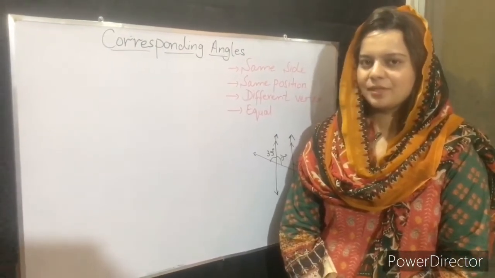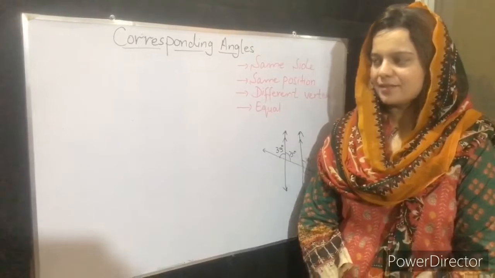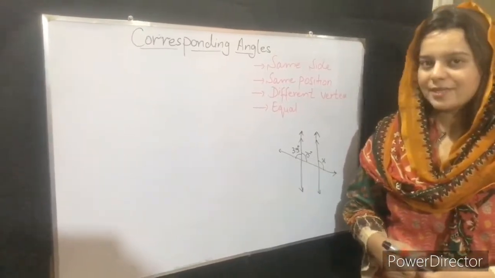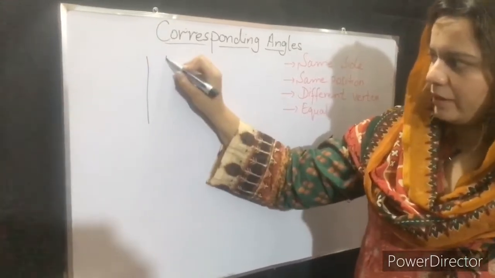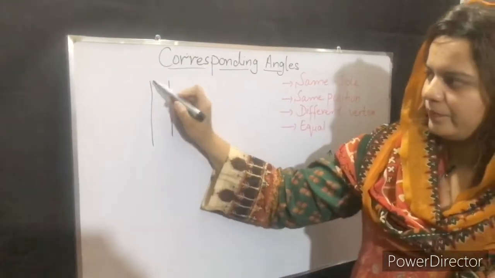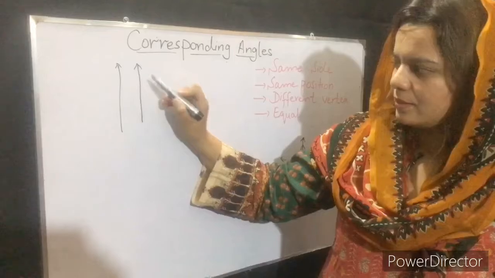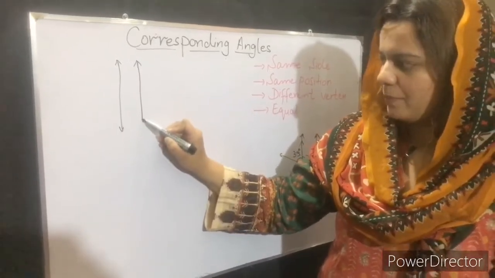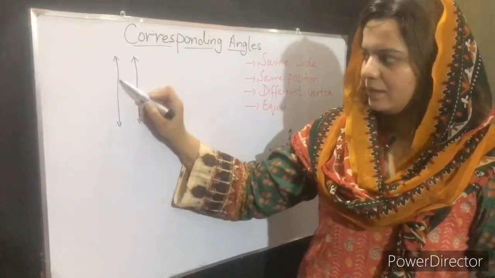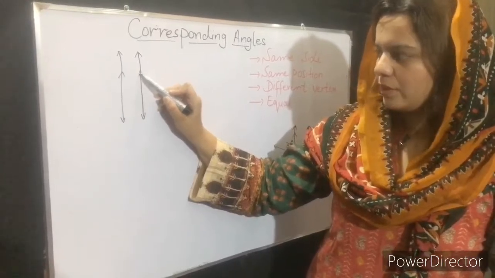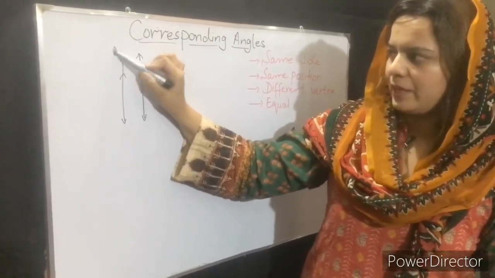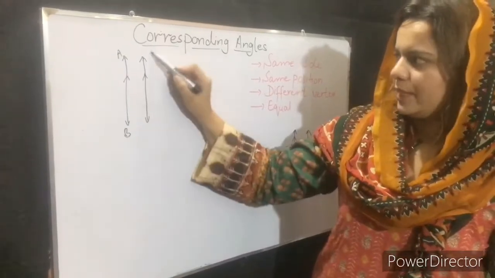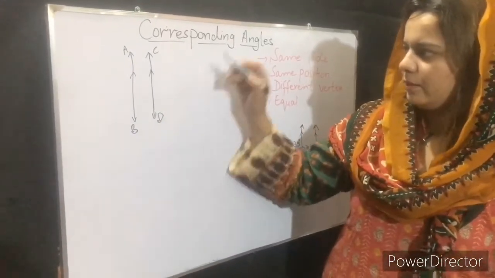Today it's time to learn about corresponding angles. First we need to understand parallel lines. These two lines do not intersect each other and never meet, ever. So these two lines are parallel lines, and the sign to indicate parallel lines is this one. It means line AB is parallel to line CD.